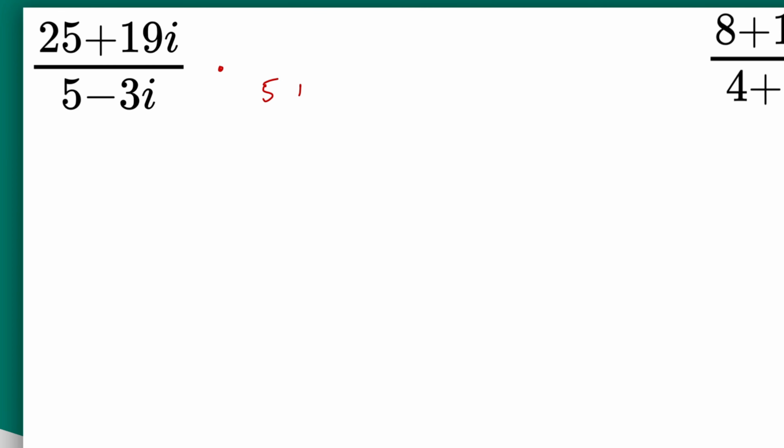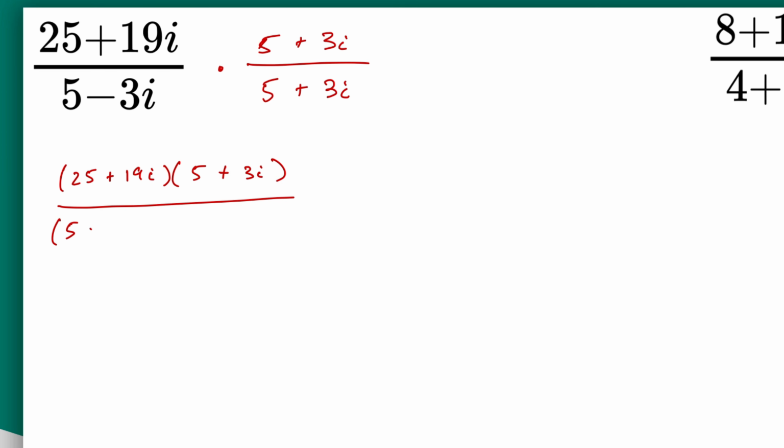So we're going to go 5 plus 3i over 5 plus 3i. Notice how the 5's polarity didn't change. Just the imaginary number part changed, okay? And now this brings us back to the first part, multiplying of complex numbers, right? The top is 25 plus 19i times 5 plus 3i. And then the bottom is 5 minus 3i times 5 plus 3i, like that.